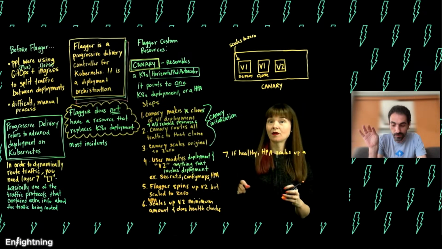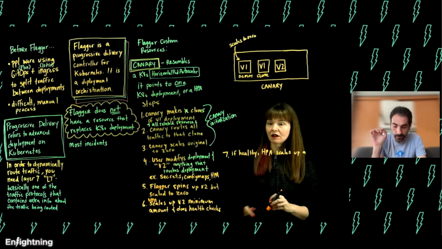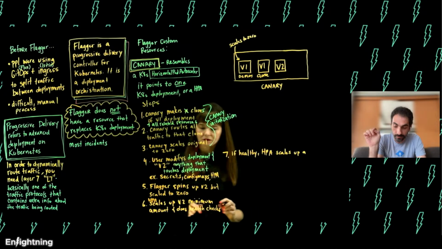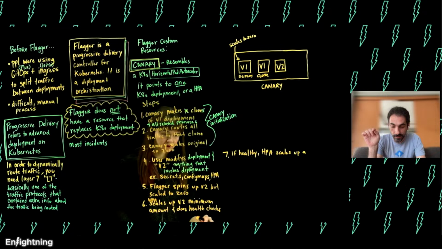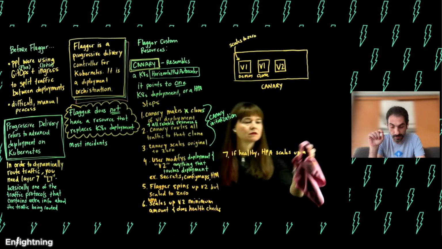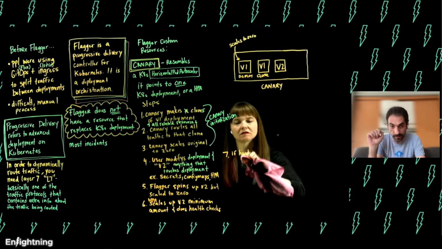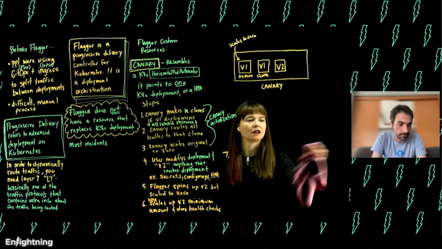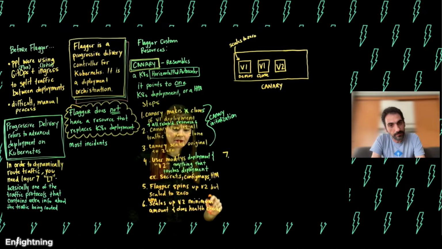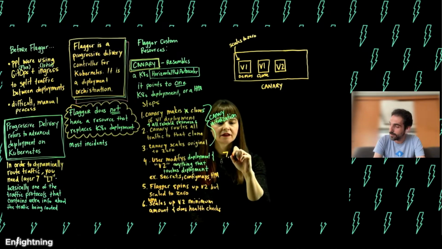So Flagger waits for the horizontal pod autoscaler to reach the minimum specified replicas. Then it runs the smoke tests that the user has specified in the canary definition. And will you define a smoke test, please? Yes.